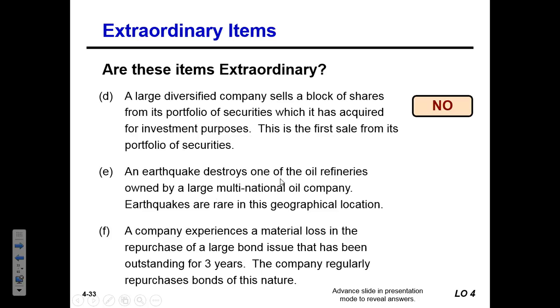An earthquake destroys one of the oil refineries owned by a large multinational company. Earthquakes are rare. Yeah, because they said rare. A company experiences a material loss in the repurchase of a large bond issue that has been outstanding for 3 years. They regularly repurchase bonds of this nature. No, but you know why they threw that one in? Because it used to be refinancing debt. But it's not anymore, so that's why they threw that one in.